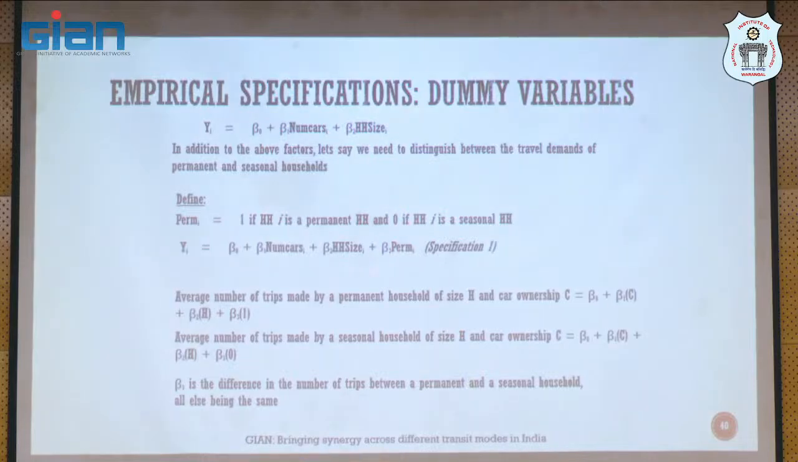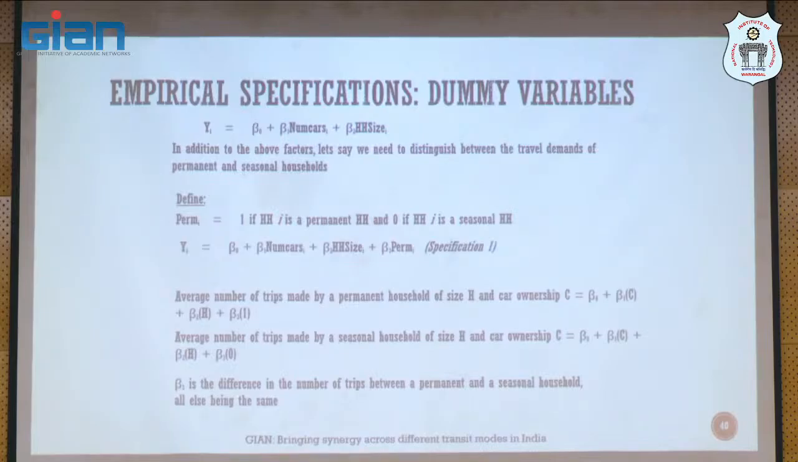So let's look at the interpretation for all of them. What does beta 1 represent here? If somebody who has no idea about statistics comes and asks you, what does beta 1 represent, what would you explain? Physically. It should not be a mathematical explanation, it should be a physical explanation. So if number of cars increases by 1, the number of trips will increase by beta 1. Same thing for household size.